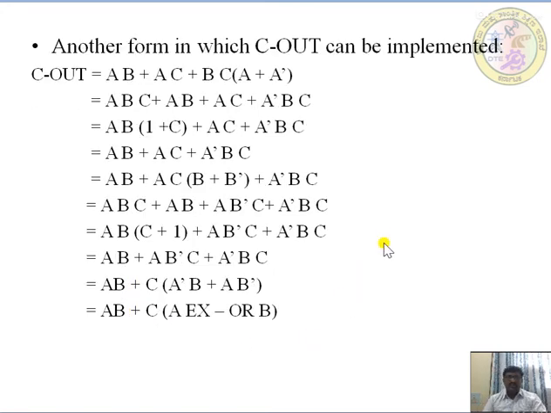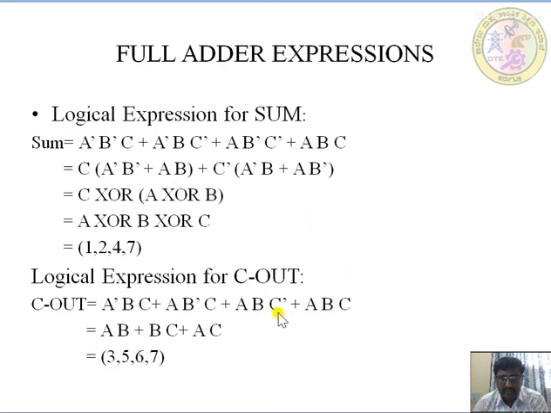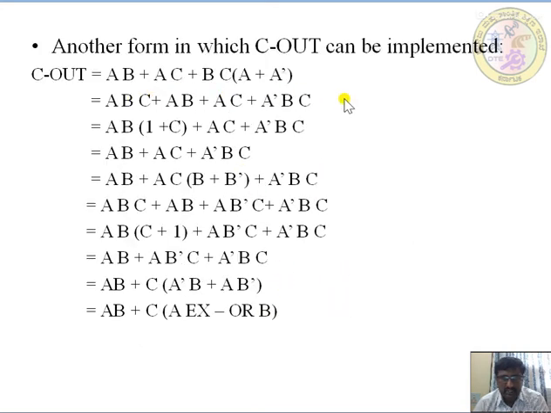Okay, another form in which C out can be implemented is, see, the terms AB plus AC plus BC, common terms they have taken from this expression. After reducing by using the Boolean laws, we can reduce it and we will get it as AB plus C (A XOR B).